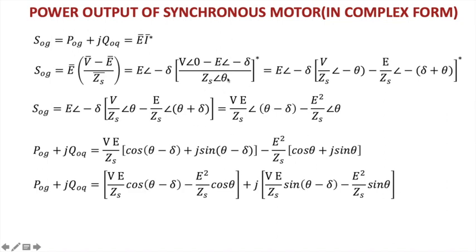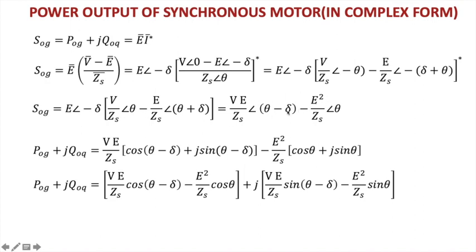Now the power output of the synchronous motor. The power output will be given as E into I conjugate, because the output is now the induced EMF. Therefore, E into I conjugate is the power output. Substitute the values in terms of the angles: E angle minus del into (V angle 0 minus E angle del) divided by Z angle theta. Now expand this, multiply this, then take the conjugate of the equation. After taking the conjugate, you will get the final equation.